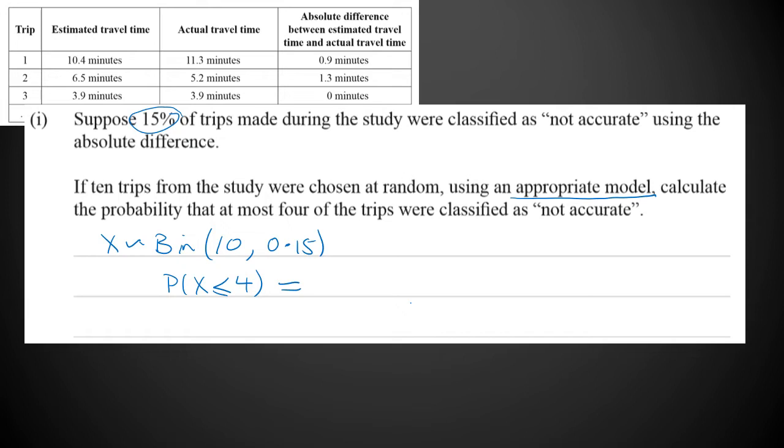If you can't remember how to do that, there's a video on the channel about using your graphics calculator to work out binomial probabilities. You put all the details that you need, so the 10 trials, the 0.15 probability, and the X is 4 on the cumulative calculator button, and you get the answer of 0.990.